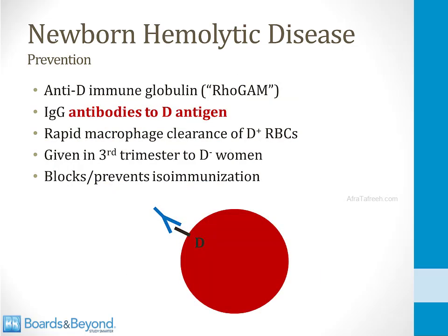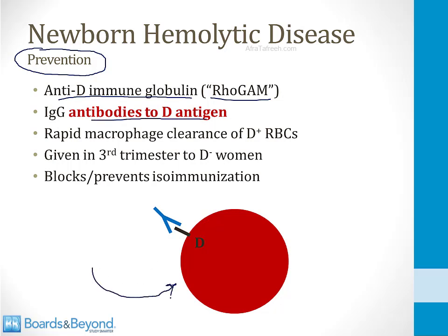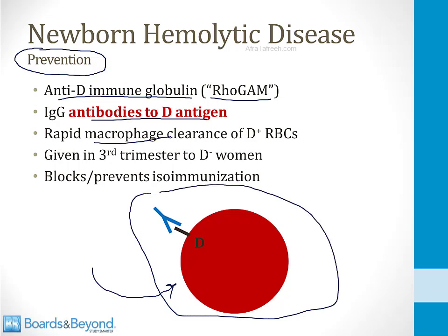Newborn hemolytic disease can be a life-threatening condition, so the key is to prevent the formation of the anti-D antibodies in the first place among women who are D negative. The way this is done is by giving D negative mothers a substance called anti-D immune globulin. It also goes by the name of RhoGAM. This consists of IgG antibodies to the D antigen. If any D positive red cells from the fetus get into the maternal circulation, these antibodies will coat that red blood cell, and that will lead to rapid macrophage clearance before an immune response can occur.